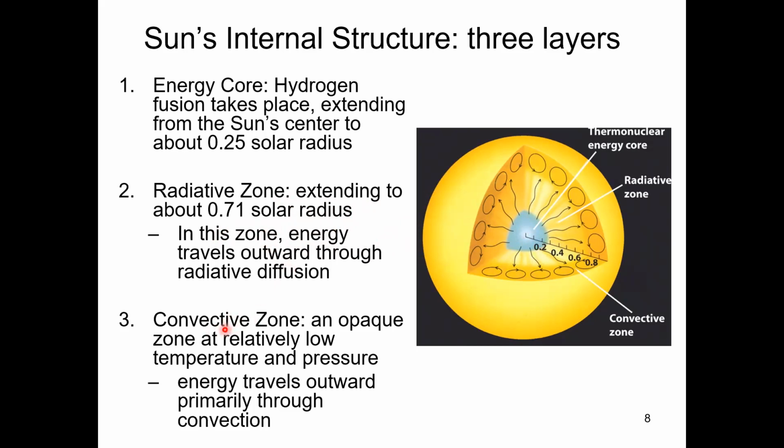Then you get to the outermost layer of the internal structure, which is the convective zone. And it is an opaque zone. You can't see through it. You can't see anything underneath, even though it is a gaseous object. Hydrogen is transparent, and sometimes you might wonder, if it's entirely hydrogen, why can't we see through the sun? But you can't, because this area is opaque. You can't see below that.